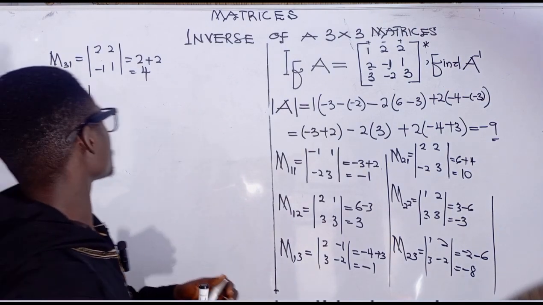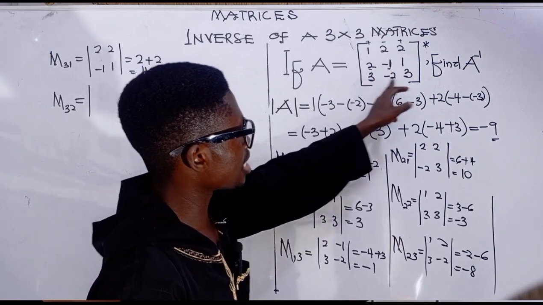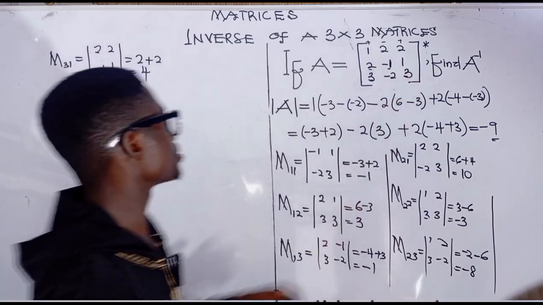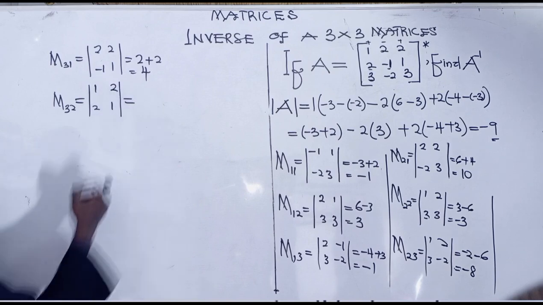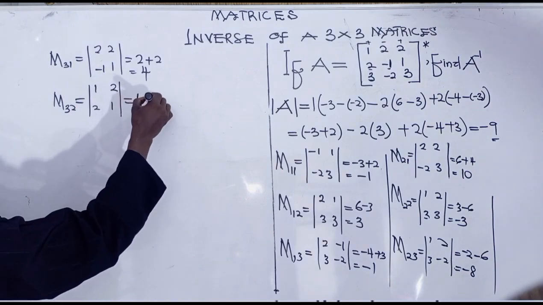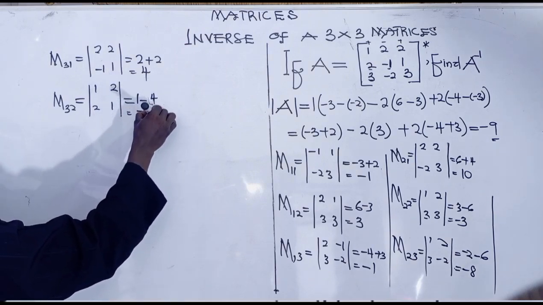So we are going to collapse what? The third row and then the second column. So this is the third row, the second column. We'll be left with 1, 2, 2, 1. Then we find the determinant. This and that will give us 1. This will give us what? Minus 4. So we have minus 3.